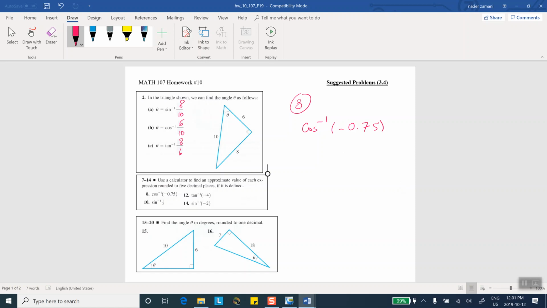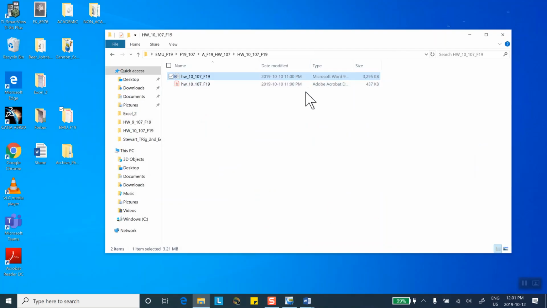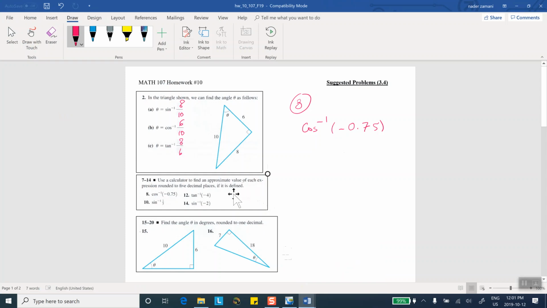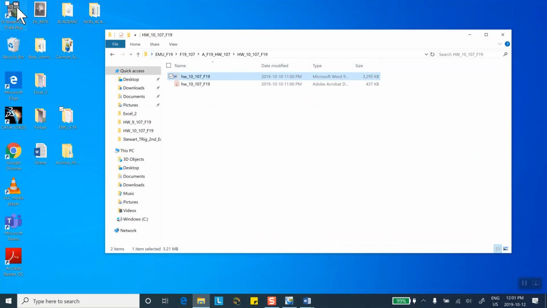Okay. So we go to our calculator. Oh, by the way, I didn't read. Did it want it in degrees or did it want it in radians? It says approximate value of each rounded to 5 decimal places. It doesn't tell you whether it's degrees or radians. So I will do it in, I don't know, radians. Okay. So let's go to a calculator.